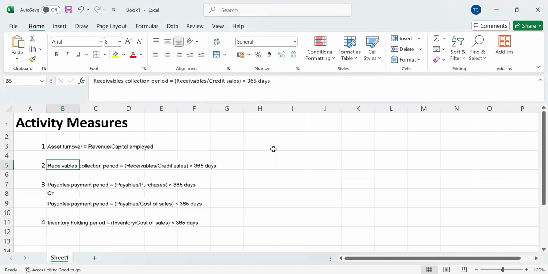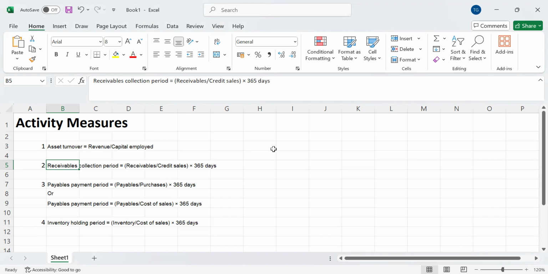Number two that you see over here is the receivables collection period. The formula again is receivables, and in the denominator, you put the reason why these receivables are there. These receivables have arisen because you've sold goods on credit, so that is credit sales, multiplied by the number of days. So the receivables collection period tells you how long your customers take to make the payment.